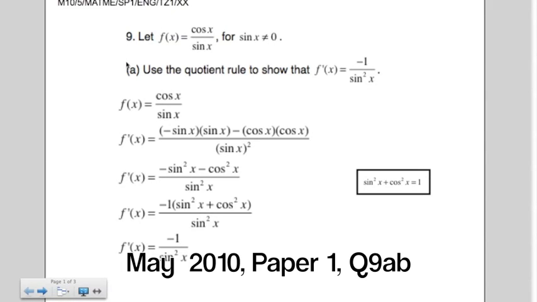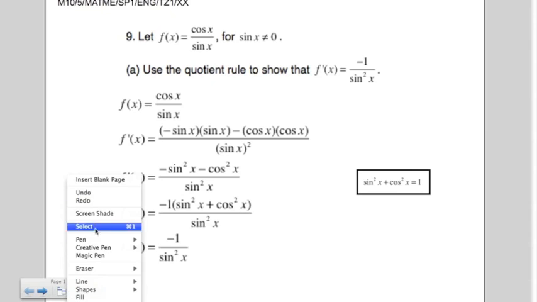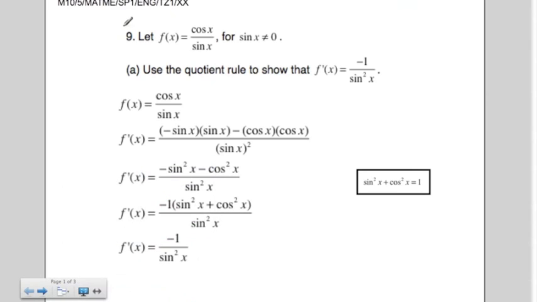Hi there, so this is my question. Basically, you can see the question up here. Let f of x equal cos x over sine x. And then it asks you to use the quotient rule to show that the derivative of that is -1 over sine squared x.